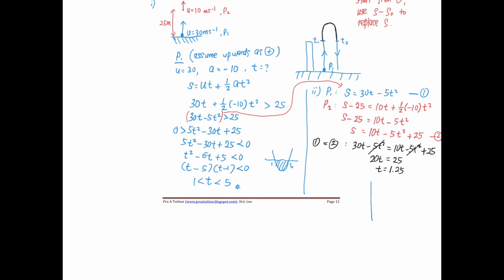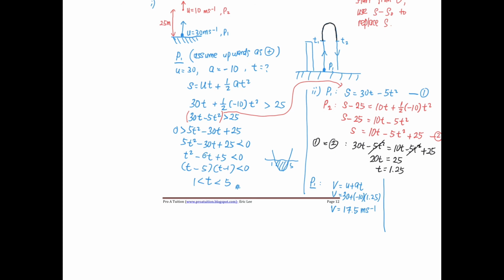So for P1, I use blue color again. To find the velocity, let's say I use v equal to u plus at. So the u is 30, the a is minus 10, the time is 1.25. Then we get the v. So the v is going to be 17.5 meter per second. Okay, that is for P1.